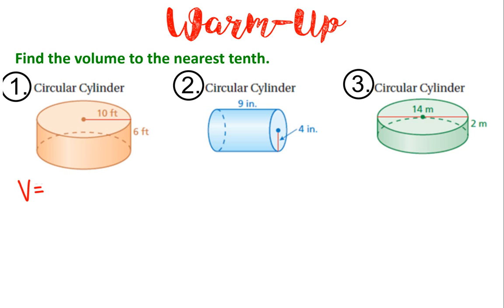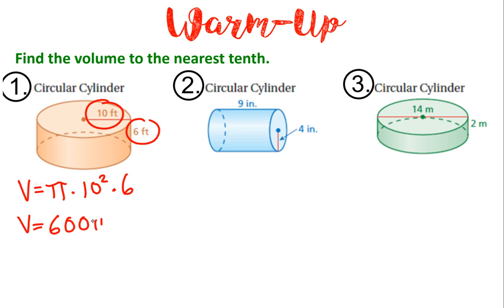I'm going to substitute in the values I'm given into the correct variables. The radius is 10, and that has to be squared. And the height is 6. I'm going to multiply 10 squared times 6, but I'm not going to multiply by pi just yet because I haven't taken my calculator out. So 10 times 10 is 100. 100 times 6 is 600. So I'm going to pause here just for a second.